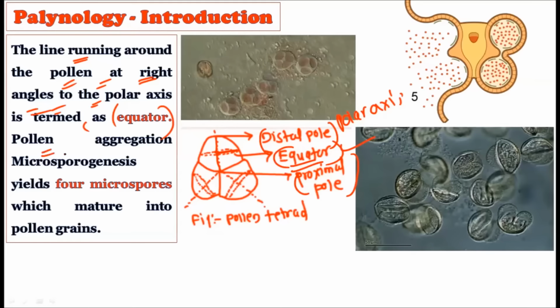Pollen aggregation, microsporogenesis, yields four microspores which mature into pollen grains. We have to study the process of microsporogenesis later in this chapter, at the end portion of the syllabus, to see how the pollen grain is formed under this process. We will study this in detail. But one thing is sure here, that microsporogenesis produces the microspores.